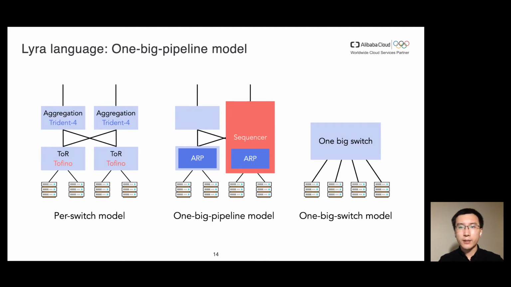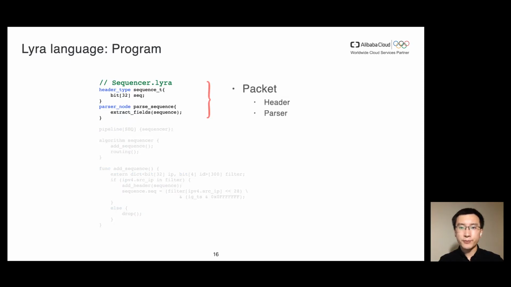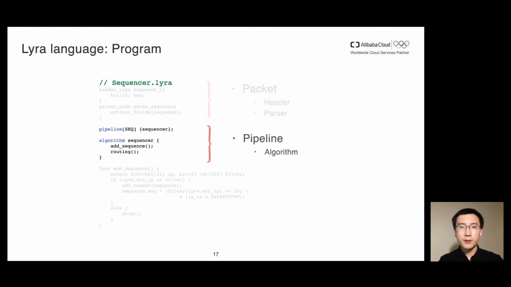Now let's check how to write a Lyra program. So here is the sequencer's Lyra program. There are three sections. First, we need to define the header and parser. In the one big pipeline model, we only need to define one set of parser, because the packet should be parsable for all the switches in the pipeline. Next is the pipeline section. In our example, since there is only one algorithm, the pipeline SEQ has only one element called sequencer. And the algorithm sequencer calls two functions, fSequence and routing.